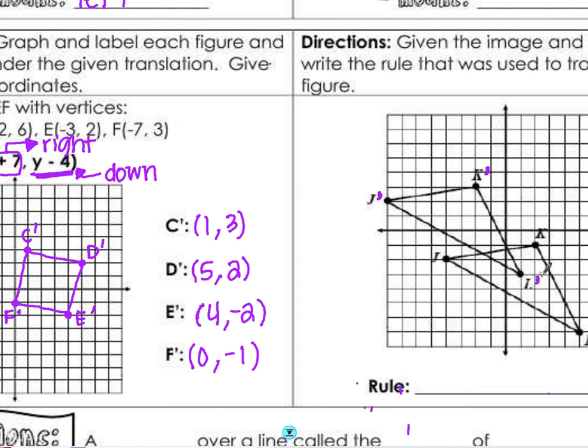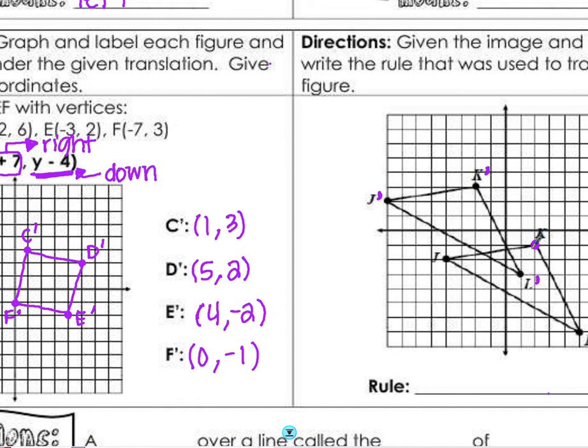So that means our original is right here, and I can actually just focus on one dot. So let's focus on K. I want to know how do I get from K to K prime. That's how we're going to figure out what we need to do for our rule. Okay, so when we do that, we would say, all right, so here we are at K. I need to go to K prime.